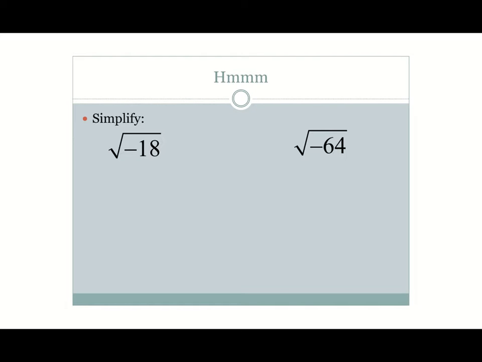So before, back in unit 3, anytime we saw something like this where we said simplify the square root of negative 18 or the square root of negative 64, we always said there's no solution. We cannot take the square root of a negative number. However, we actually can, but we can't do that within the real number system. So that means we now are going to be looking at the imaginary number system in order to be able to solve things like the square root of negative 18.